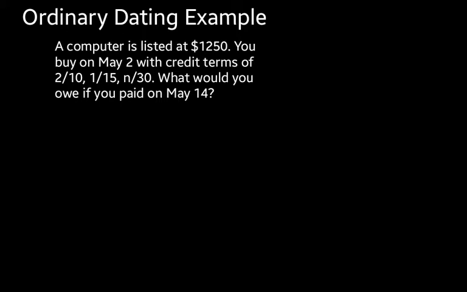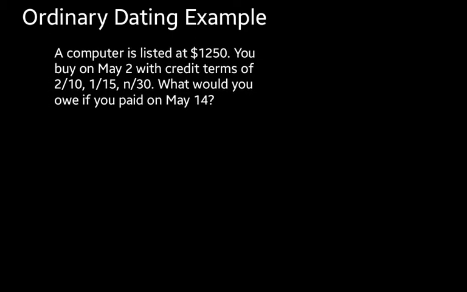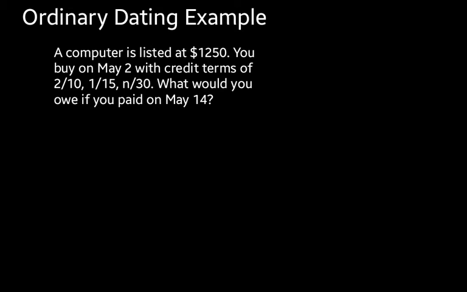Alright, so if we take a look at an ordinary dating example, it says a computer is listed at $1,250. You buy on May 2nd with credit terms of 2/10, 1/15, n/30. What would you owe if you paid on May 14th? So the first thing I'm going to do is draw my timeline. The invoice date, or the start of this credit period, would be May 2nd.